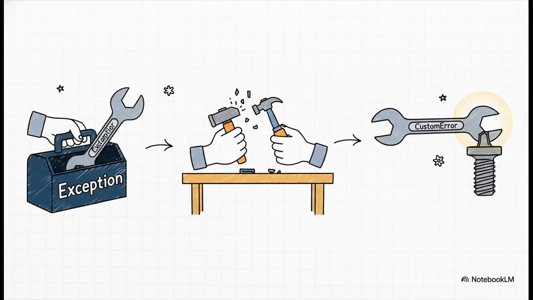And it gets even cooler than that. You can invent your own error types from scratch. By creating a new class that inherits from Exception, like our CustomError here, you can make your error handling incredibly specific to your program. Imagine you're building a banking app. You could create an InvalidTransactionError or a UserNotFoundError. It makes your code so much easier to read and debug.